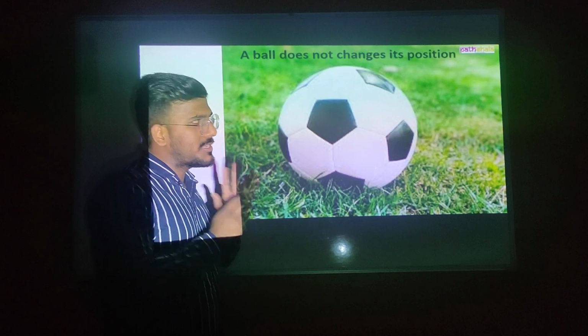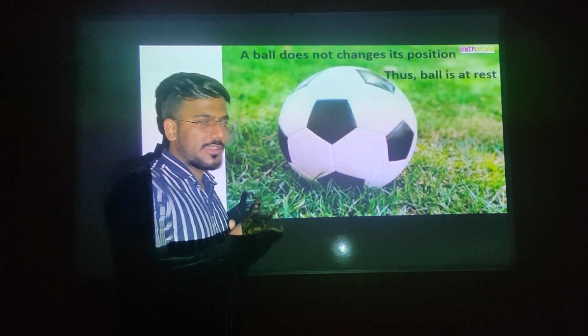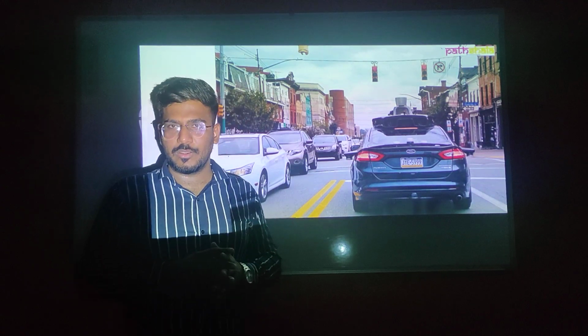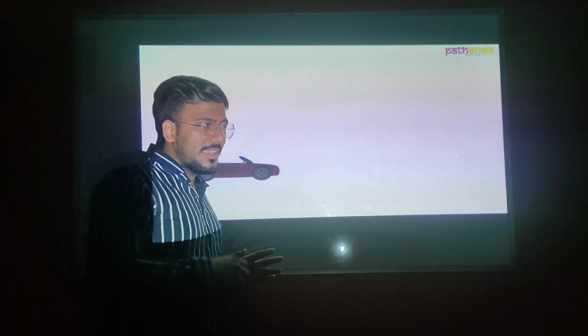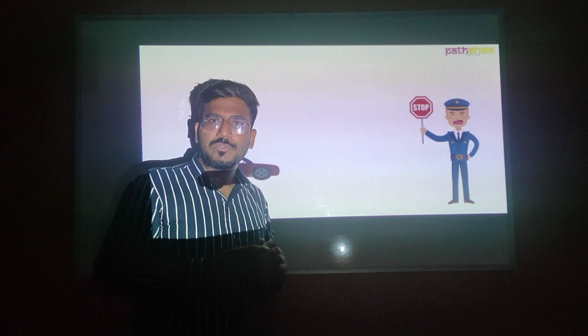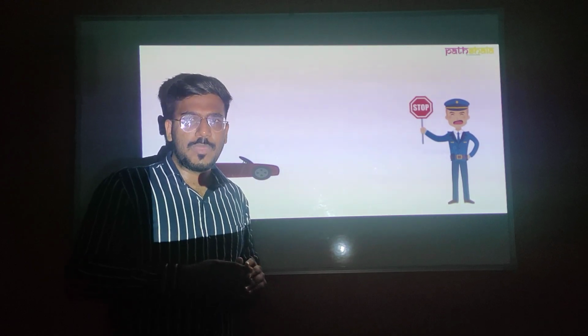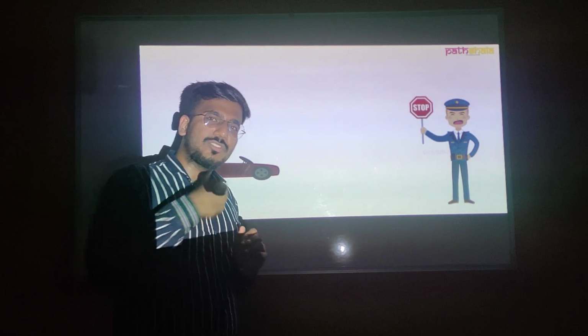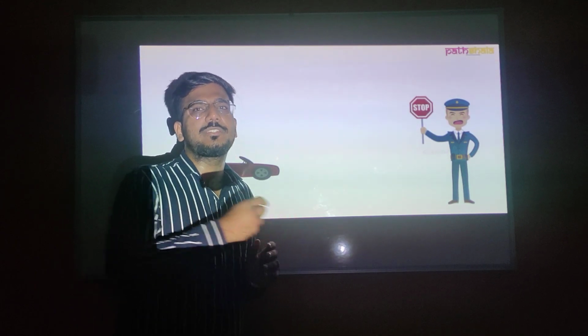Since the ball is not changing its position, the ball is said to be at rest. The next example: all the cars stop at the signal. Can any car move if there is a stop signal, or if there is a policeman who is stopping you from going ahead? No, actually you cannot move, right? So in this case, the car is not moving, meaning it is not changing its position.